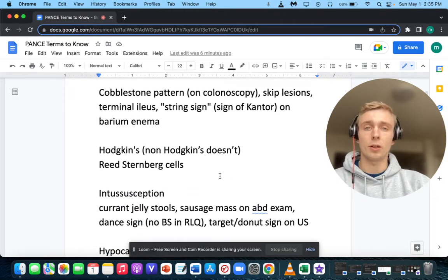If you have Reed-Sternberg cells, that makes you think of Hodgkin's, whereas non-Hodgkin's does not. And remember, is Hodgkin's a contiguous spread, or does it spread all over the body? Hodgkin's spreads contiguously, Reed-Sternberg cells. Non-Hodgkin's can spread all over the body, especially the GI, and it does not have Reed-Sternberg cells.